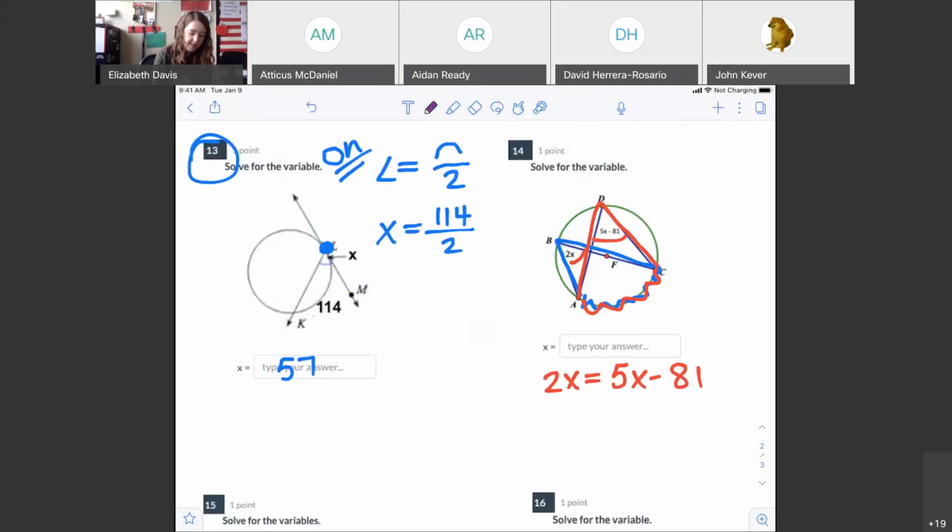So I'm going to move my 5x over to the other side. 2x minus 5x is negative 3x, equals. Those add to 0. Notice I have a minus sign in front of 81, so that's negative 81 over there. Then we divide both sides by negative 3 to get x by itself. A negative divided by a negative makes that positive 27.